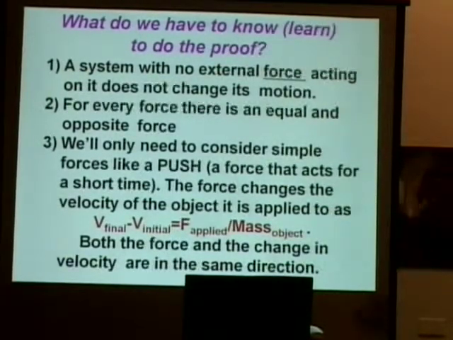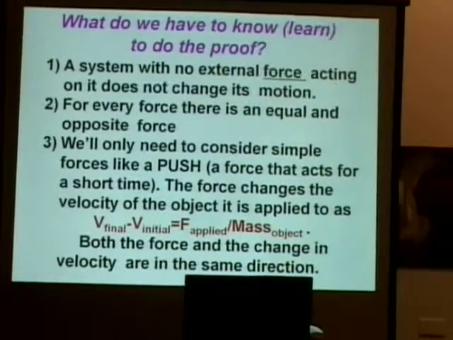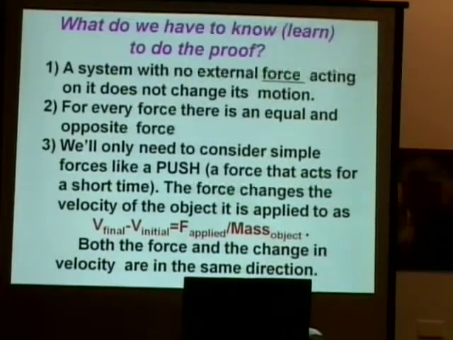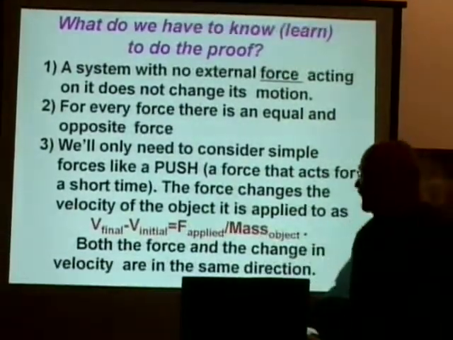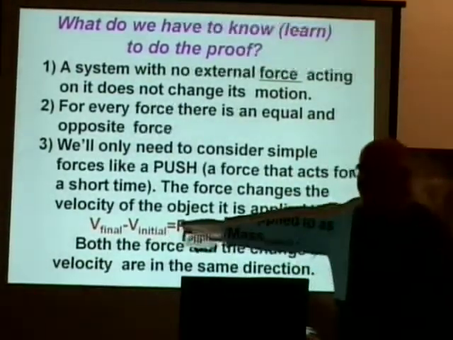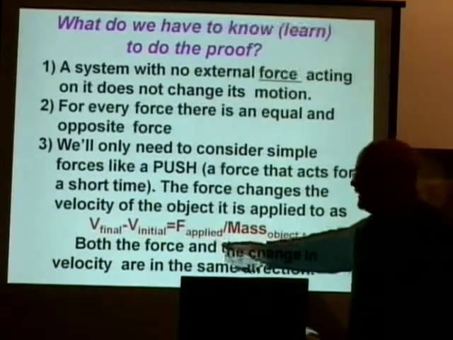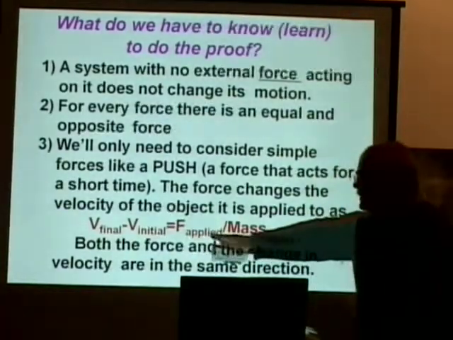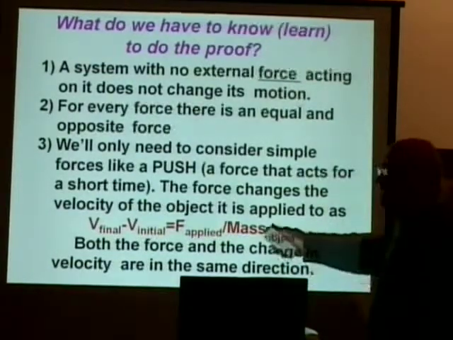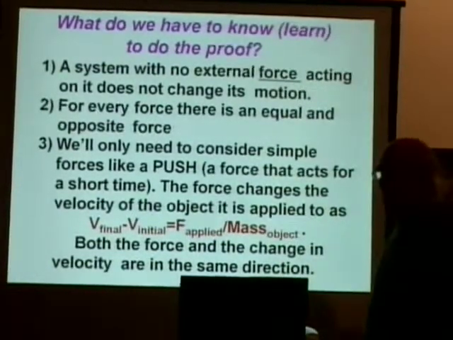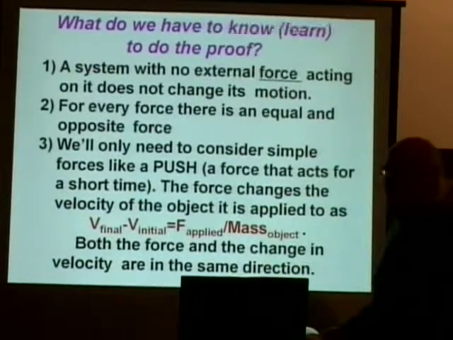So this force will change the velocity of the object it's applied to. So v final, that's the velocity the thing ends up with, minus the velocity it was starting with before you put the force on it. So that change in velocity is equal to how strong the applied force is, divided by the mass of the object. So that's not very surprising.